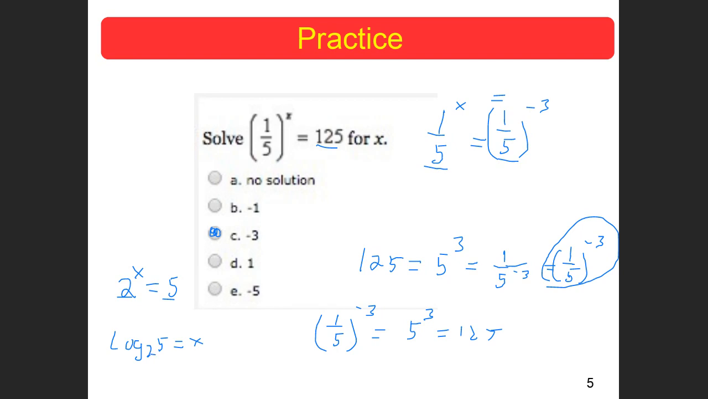Well, guess what? We learned how to solve problems like this. You use a change of base formula, or some of you have calculators that do this, or you go to Desmos. So log base 2 of 5. I'm just going to jump to my Desmos calculator.